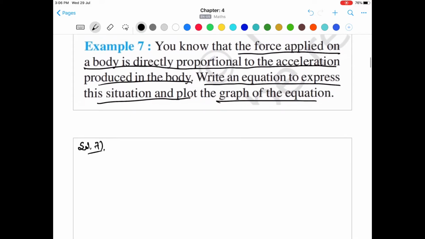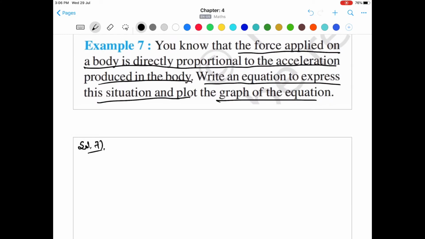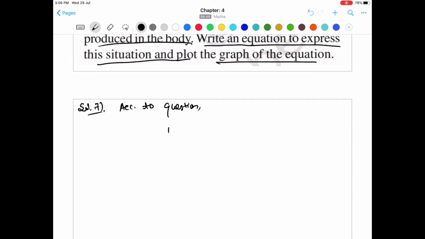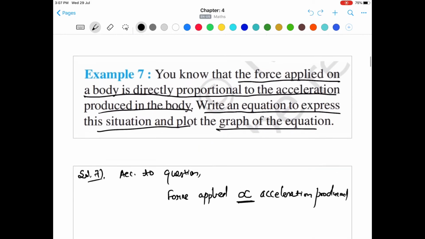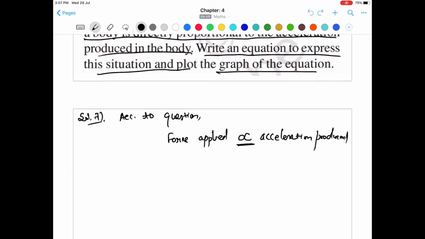Solution number 7. According to the question, the force applied is directly proportional to the acceleration produced. This is the symbol of directly proportional. So the force applied is directly proportional to the acceleration produced in the body. Let's take the force applied as y.